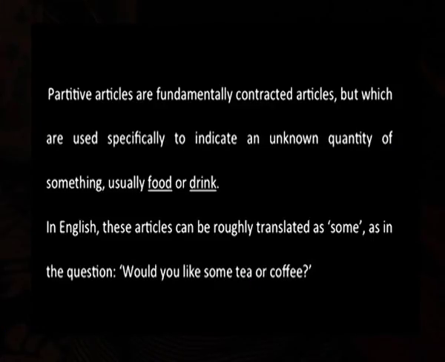Now, let us look at the main points regarding partitive articles. Partitive articles are fundamentally contracted articles, but which are used specifically to indicate an unknown quantity of something, usually food or drink. In English, these articles can be roughly translated as some, as in the question, would you like some tea or coffee? In French, the partitive articles are different for affirmative and negative sentences.